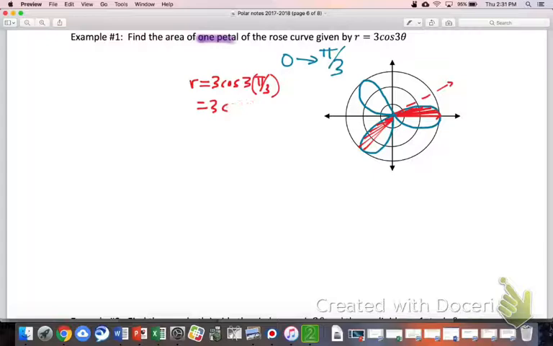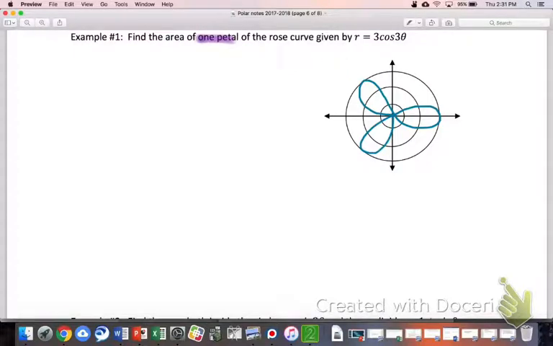Let me do a little erasing here. So do you see how the 0 to pi over 3 I think is going to work just fine, but do you see how it's just a little on the awkward side because we're getting like half of a petal plus another half of another petal? So can you guys think about what could we do to get just more of a classic, like let's just get one petal and call it good.